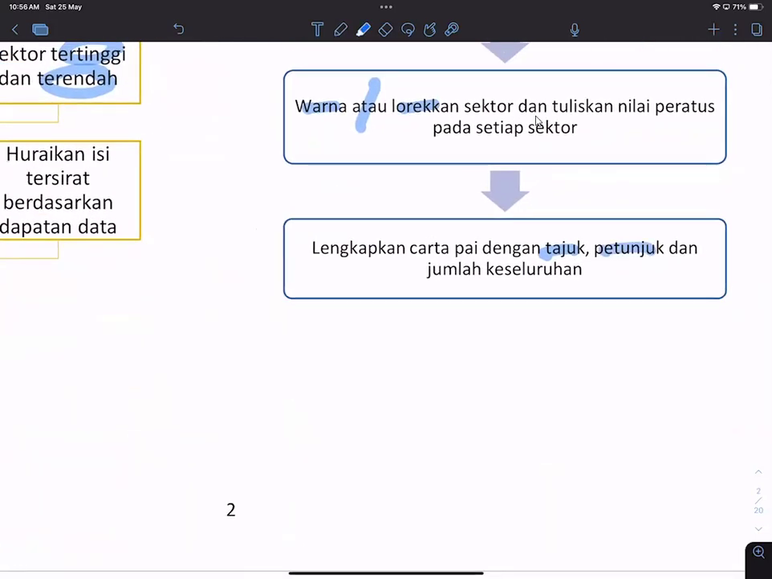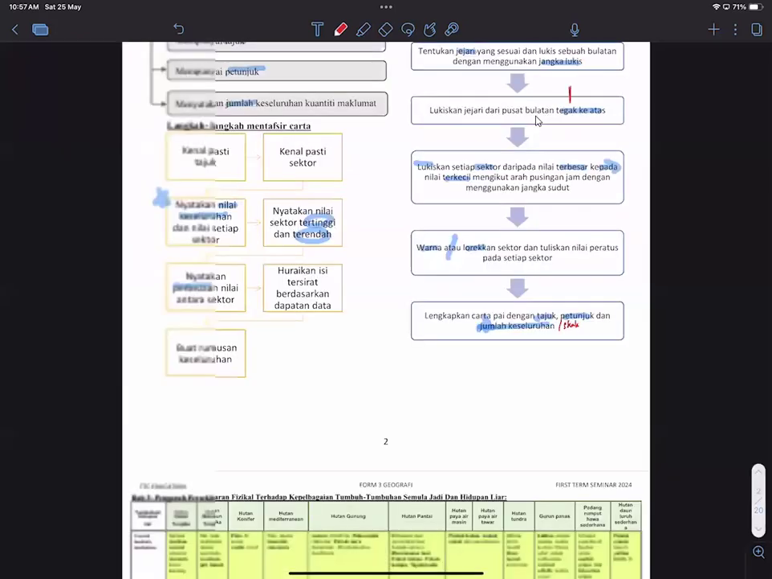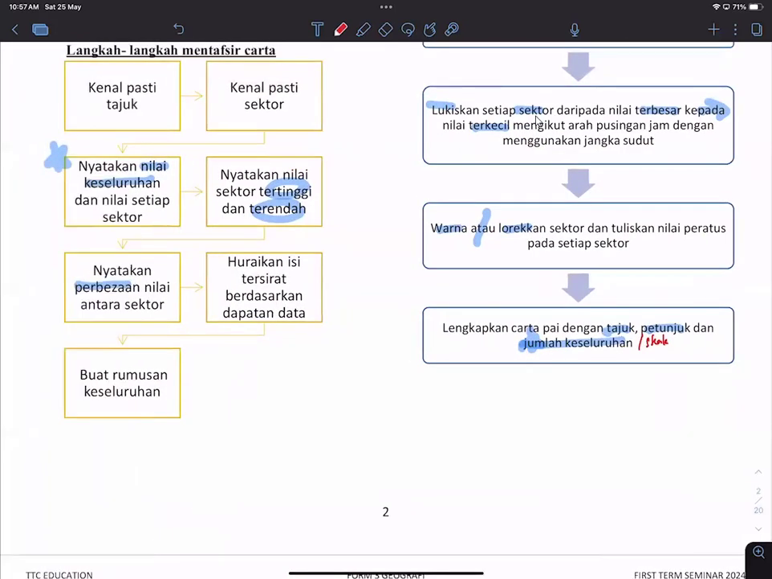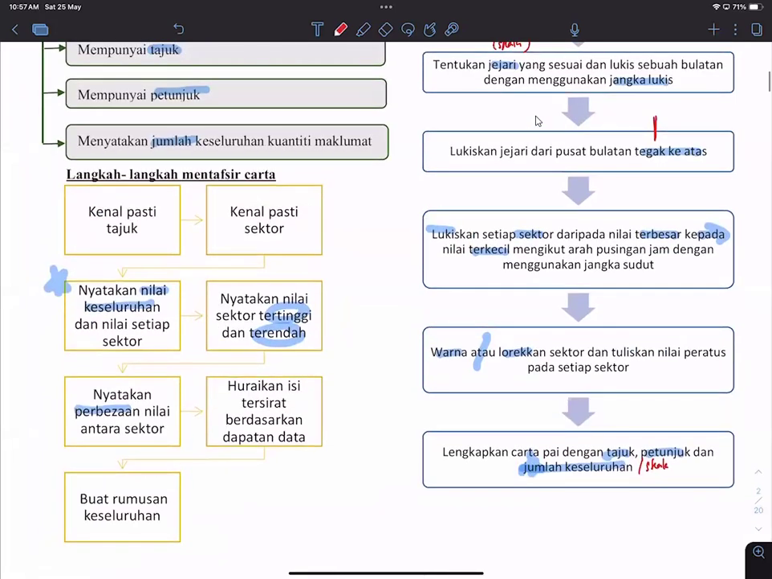Warnakan as your carta pai, and then remember the jumlah keseluruhan. Always prepare the jumlah keseluruhan. So after that, guys, prepare skala if you want it, because I remember your carta pai is supposed to prepare the skala. For your jejari. Prepare the skala for jejari. Yeah. So that guys, finally, we have prepared the first two chapters.